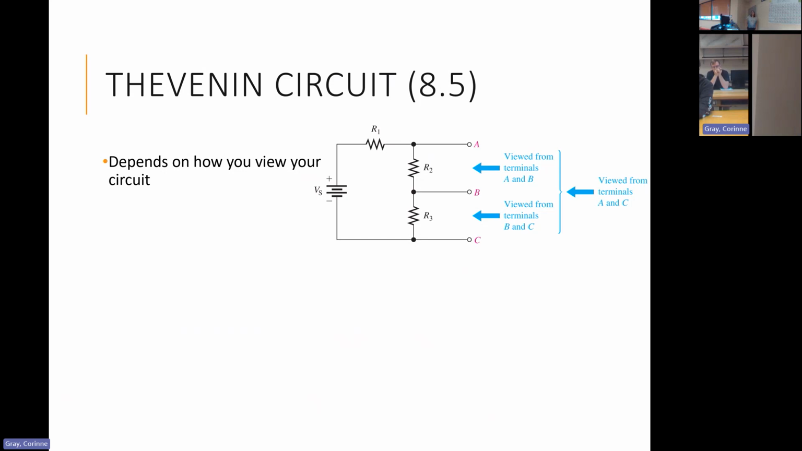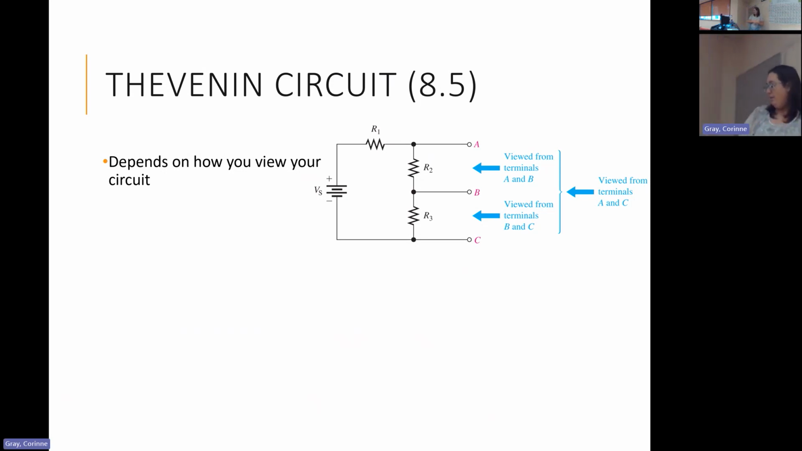The awkward thing about it is it depends on how you are viewing your circuit. Here we have, if we're being honest, the simplest circuit you'll see for this in the chapter. We have a source, resistor 1, and then resistor 2 and resistor 3. We could say resistor 2 is the load, or resistor 3 is the load, or the resistance of 2 and 3 together is the load. If resistor 2 is the load, then to measure the current and the voltage, I would need to look between A and B.